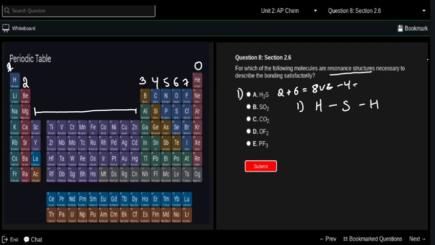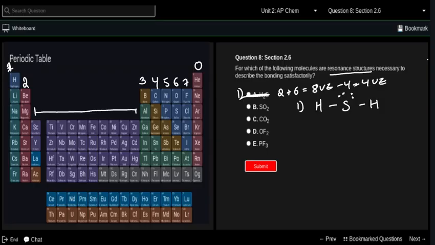So I'm going to have 4 valence electrons left. And we know that hydrogen is an exception to the octet rule. So the only way that this can work is if I put 2 lone pairs on S. And that is the only way you can draw it. So H2S does not have a resonance structure.